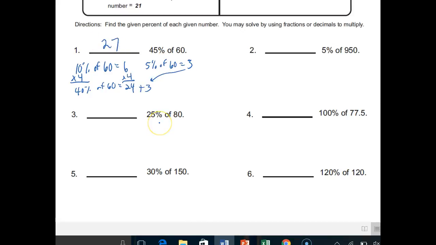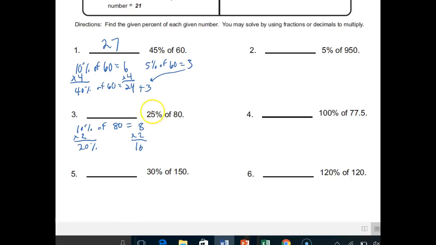All right, same thing here. 25% of 80. So I say, what's 10% of 80? That's easy, it's just 8. How do I get to 20? I say times 2. It gives me 20%. Times 2 gets me 16.